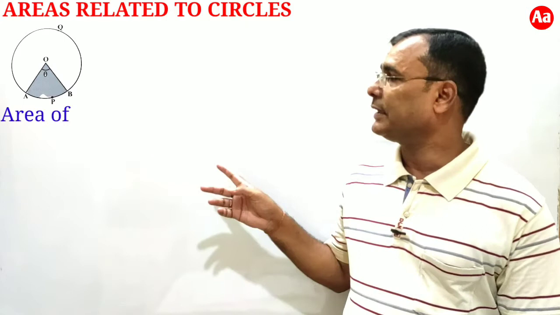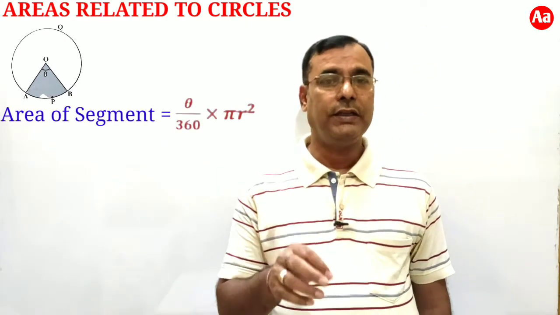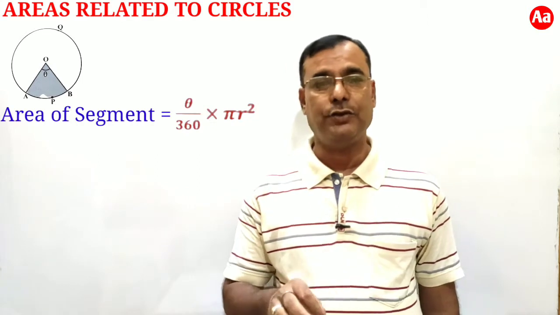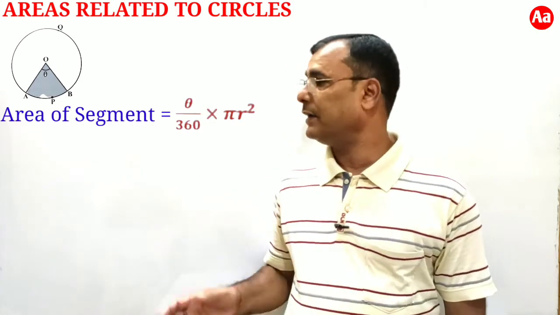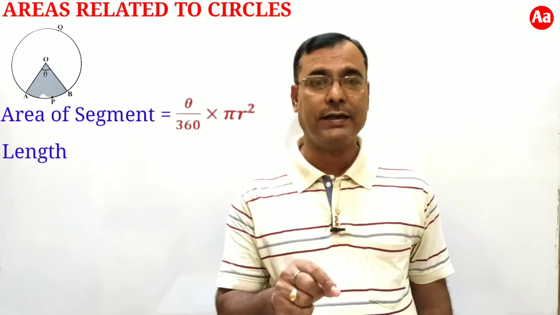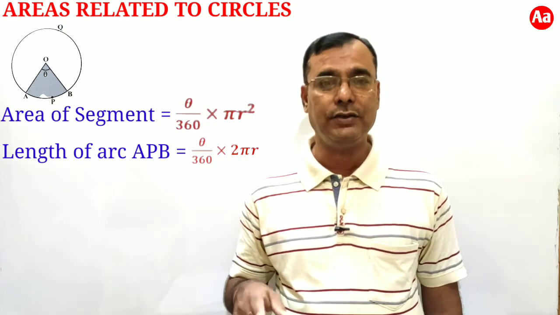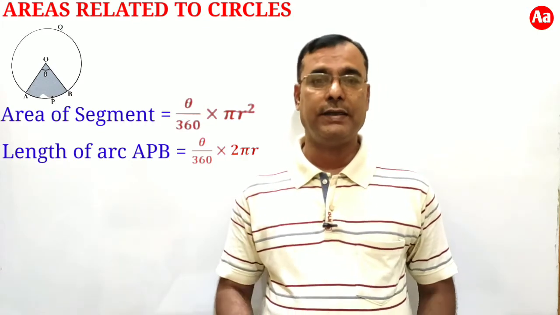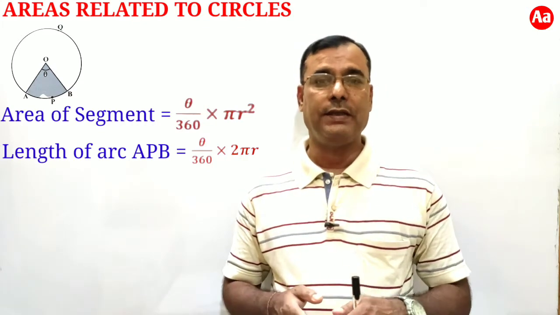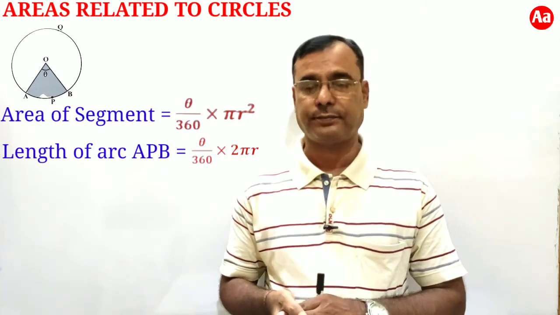Area of sector OAPB is equal to theta by 360 into pi r square. The arc APB subtends angle theta, so length of the arc APB is equal to theta by 360 into 2 pi r, as an arc of a circle is a part or portion of the circumference of the circle.